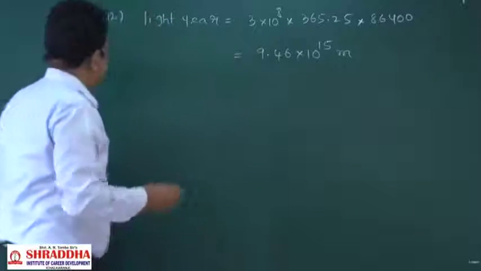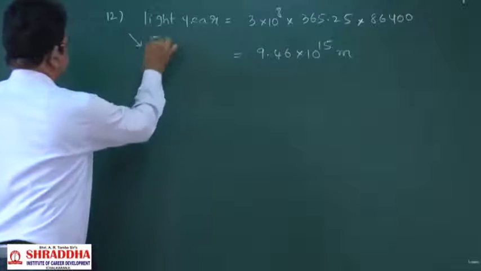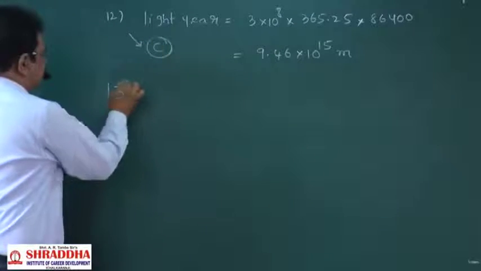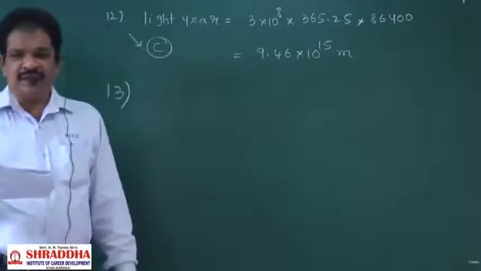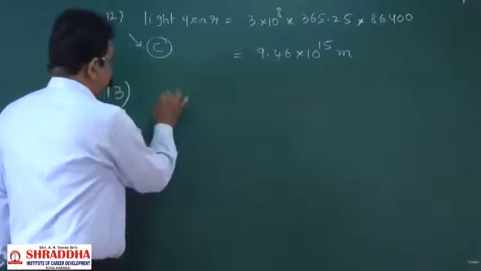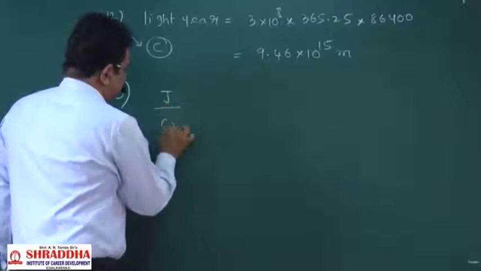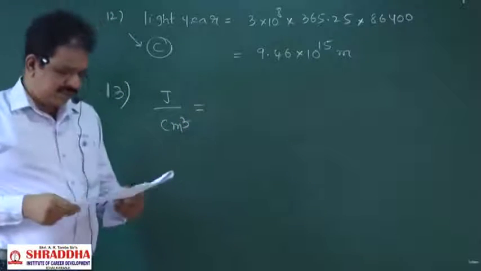Next. So 12th, what is the answer? C. 13th, what are they asking? C. Joule per centimeter cube is the unit of what? What is this unit?